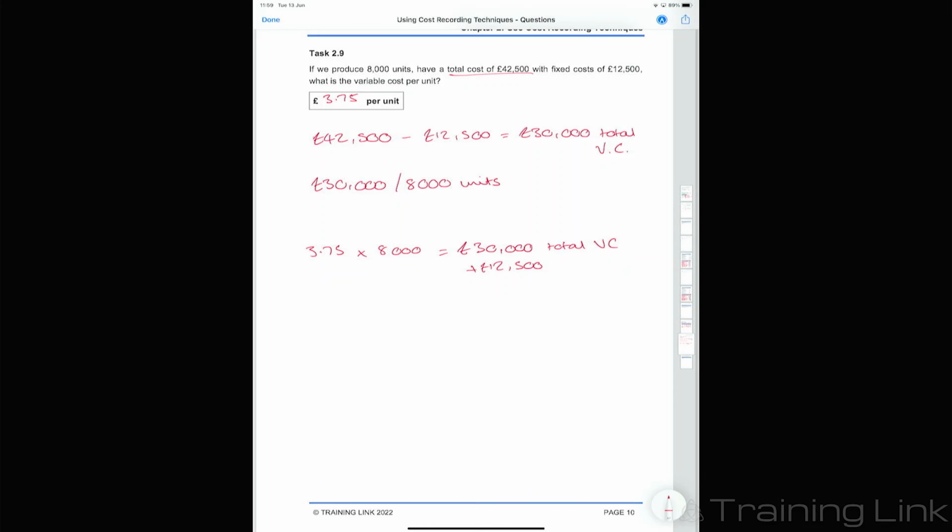And then if you add the fixed cost of 12,500, that will give you 42,500 total cost, which matches up to the information we had above. Okay, so you can always double check your workings if you want to go backwards. That's fine to do that. But yeah, that's how we tackle this question here. Just break it down into 2 stages and we should be able to work that out.